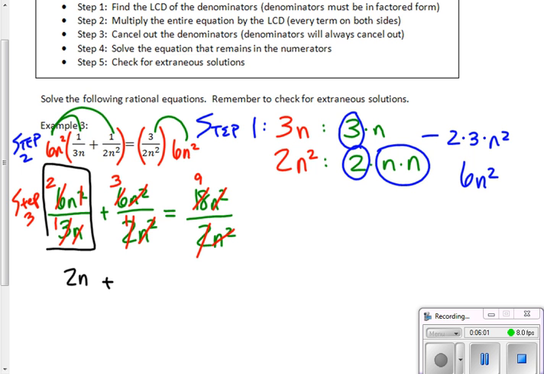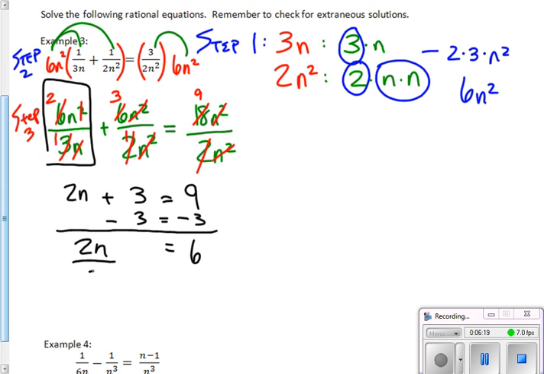Next term, I basically have a 3 left, and the last I have a 9 left. Now you're solving equations again. So get your n alone, subtract 3 on both sides. I have 2n equals 6, and then I need to get n by itself. So divide by 2, divide by 2, we find out n equals 3.